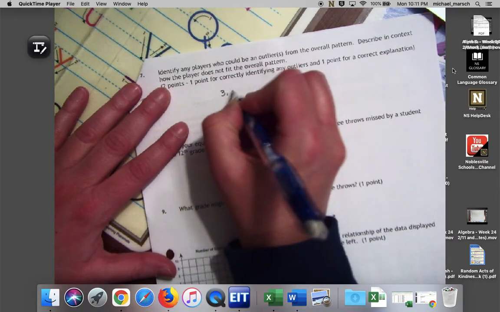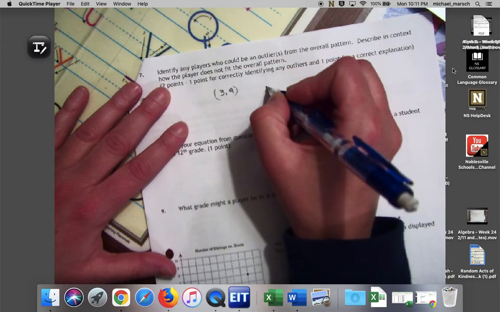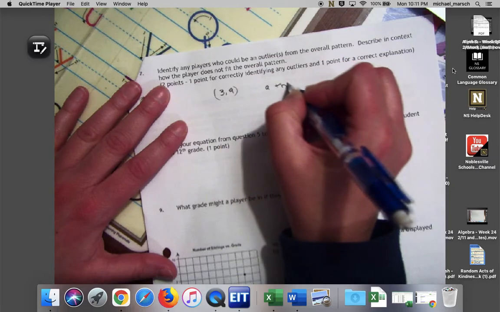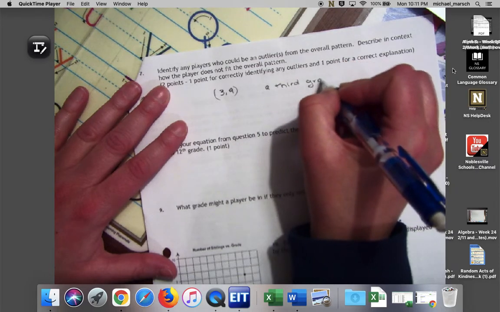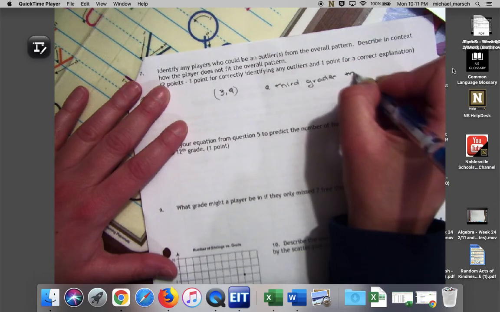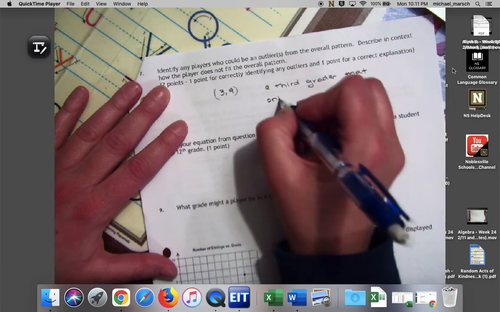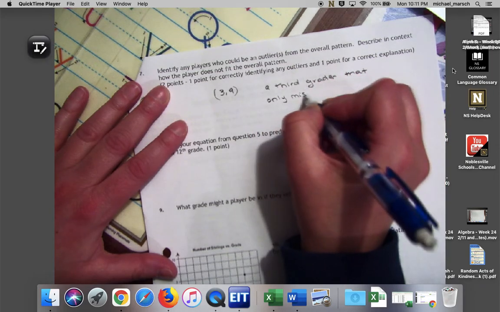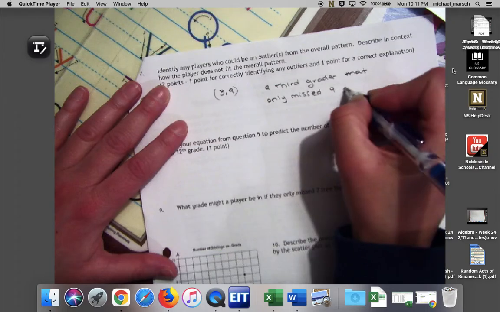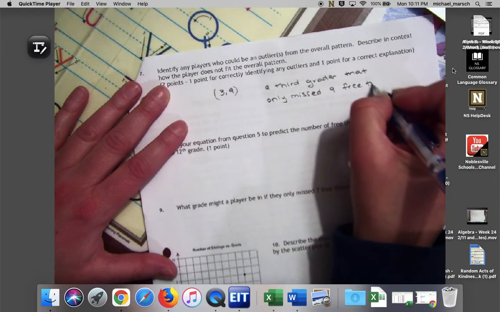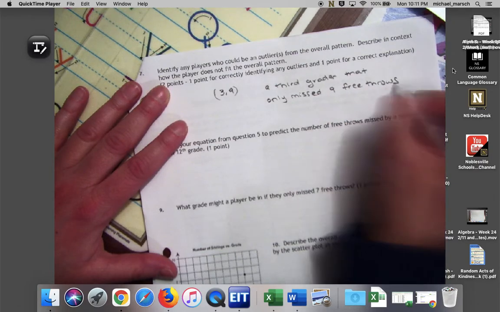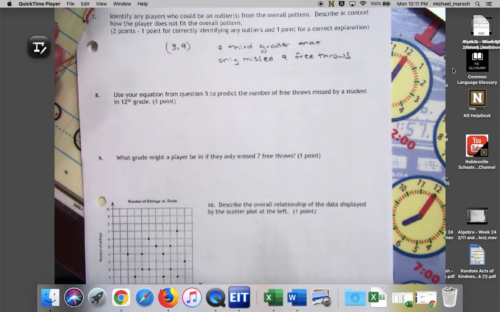Okay, so I'm going to put the ordered pair, which would be (3, 9), and that stands for a 3rd grader that only missed 9 free throws. Right? That's pretty good little baller there.